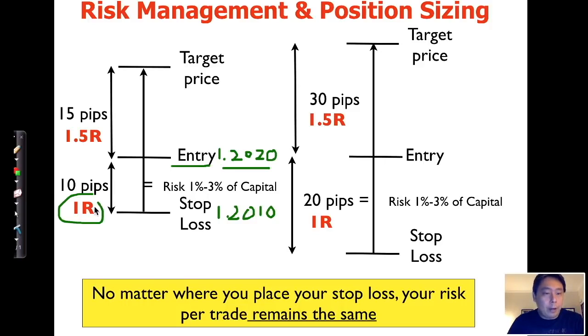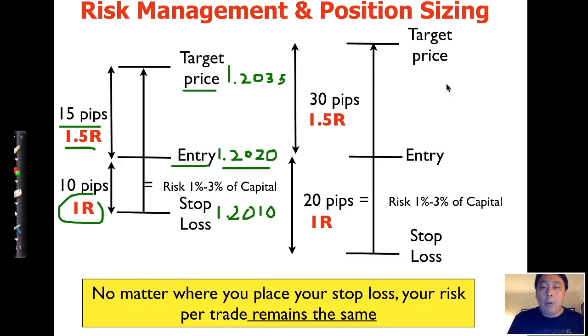Okay, so if 10 pips is 1 R, 1.5 R, just take 10 multiplied by 1.5, it's 15 pips. So I know that my target price will be 15 pips above the entry price, which would be 2035. There we go. Okay, and in the lesson plan on placing orders, what I do is I place a bracket order with the entry, stop loss, and target price placed at the same time. Okay, so there we go for this example.